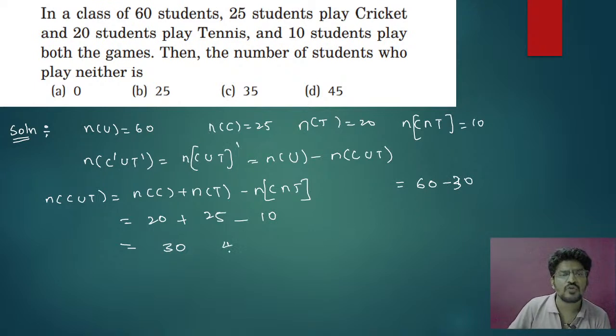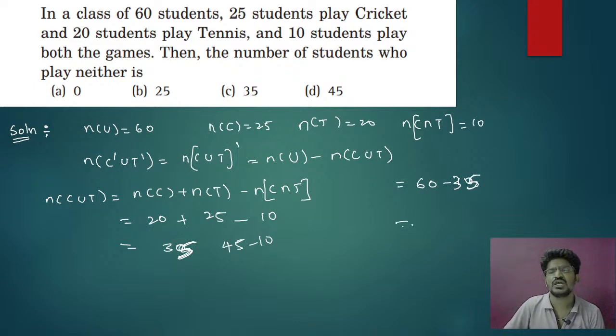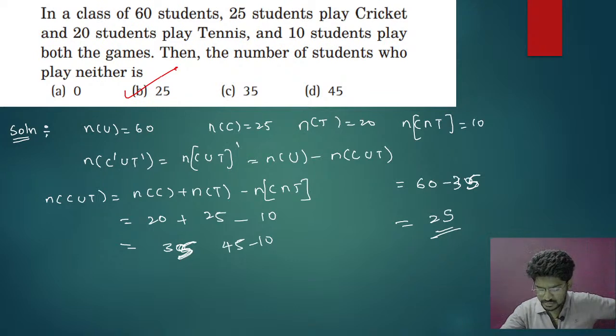So we can see here 45 minus 10 is 35. So if I subtract 35 here, we will get 25. So 25 is our right answer. Okay. So we got 25 as our answer. That is option B. Clear? So option B is the correct answer for this.